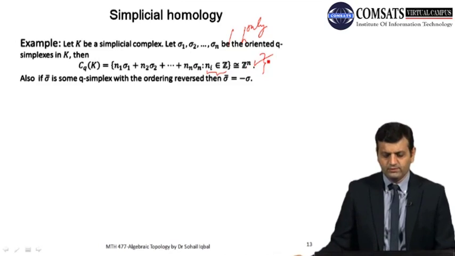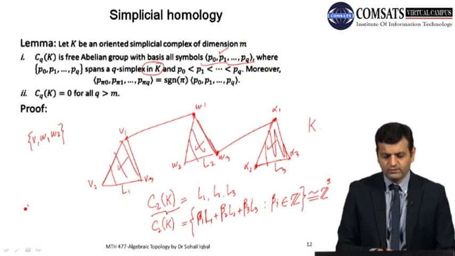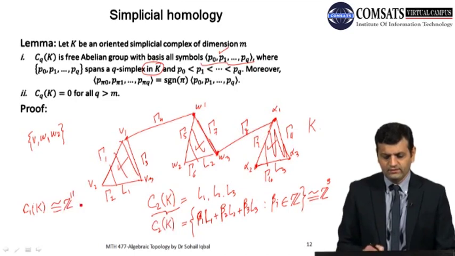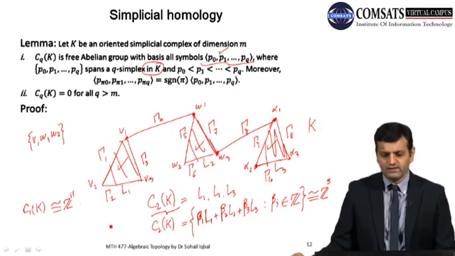So going back to our previous example, if I for example want to calculate what is C1 of K, of course there are many 1 simplices contained in K. Starting from gamma 1, gamma 2, gamma 3, gamma 4, gamma 5, gamma 6, gamma 7, gamma 8, gamma 9, gamma 10, gamma 11. So this must be isomorphic to Z11. It's a free abelian group of rank 11 because there are 11 1 simplices contained in this simplicial complex K.